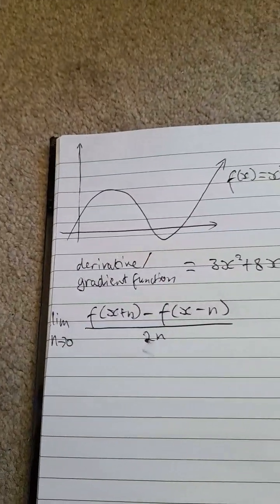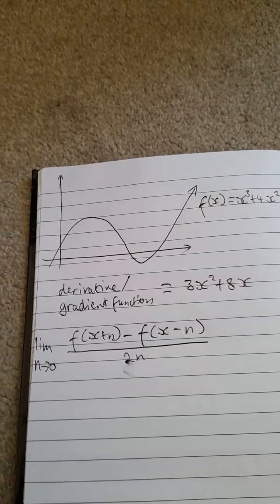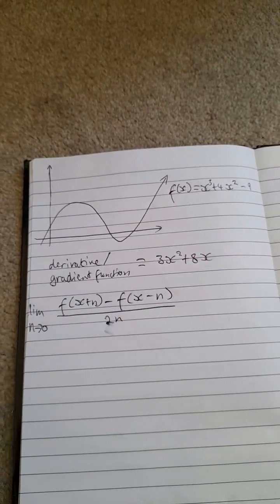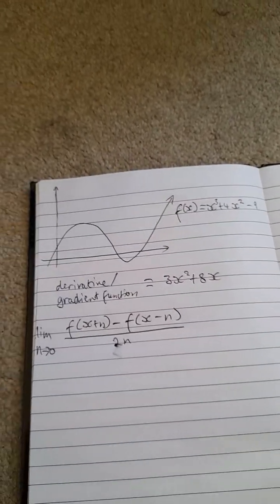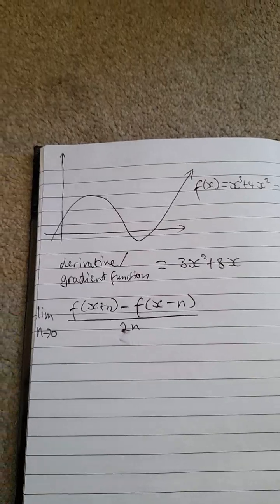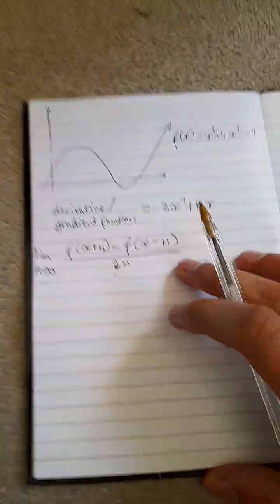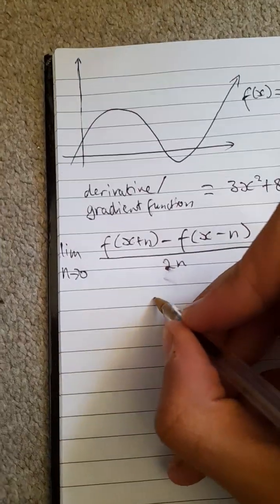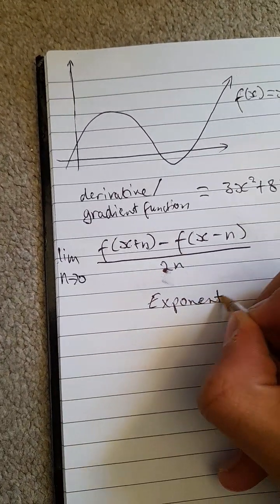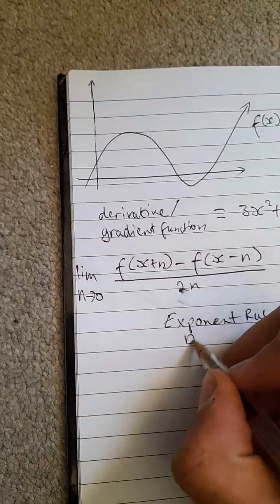However, as we saw with this cubed number, it was a huge amount of work, very complicated and very easy to get wrong. So today I'm going to show you a process that's way easier and simplifies a lot. This is called the exponent rule for differentiation.